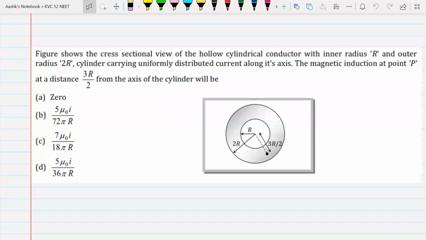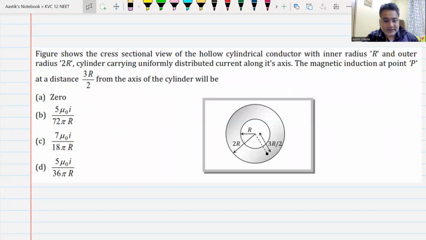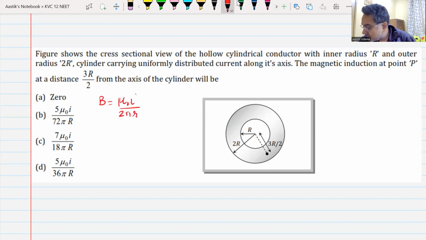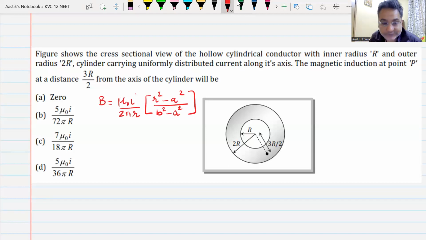Sir, option D. Option D is the correct option. Well done. So what we have to do here, bacha? We just have to apply the formula B is equal to mu naught I by 2 pi small r into r square minus smaller radius square divided by bigger radius square minus small radius square. Do we remember this formula? Yes, sir. We just need to apply it.